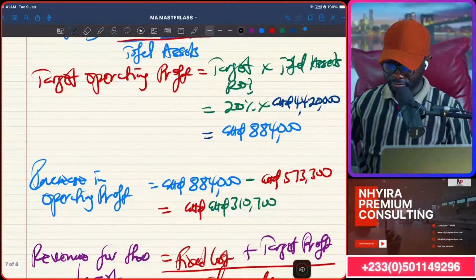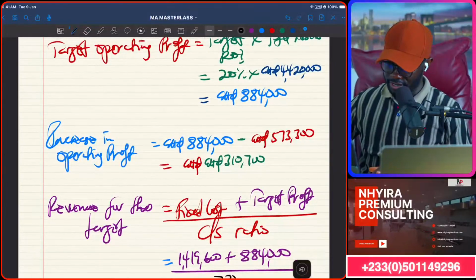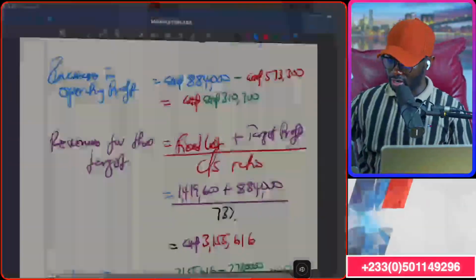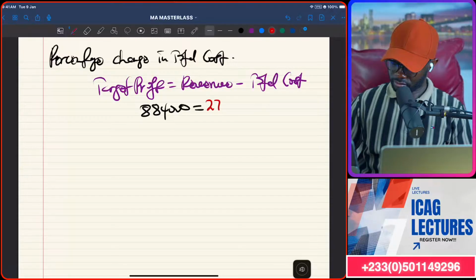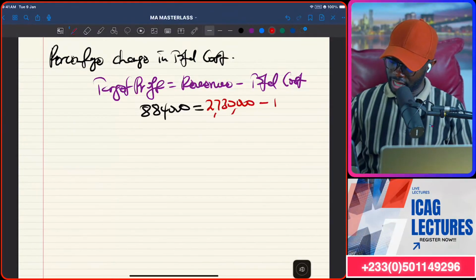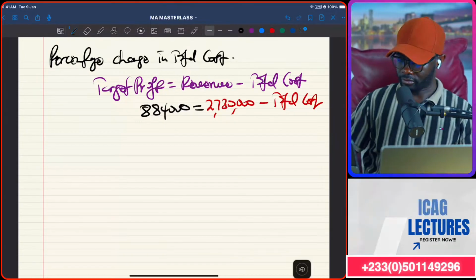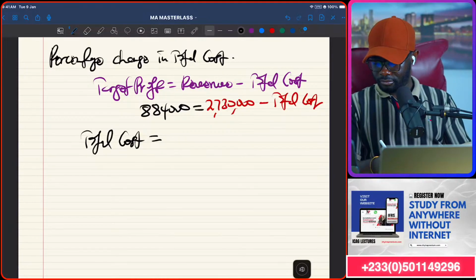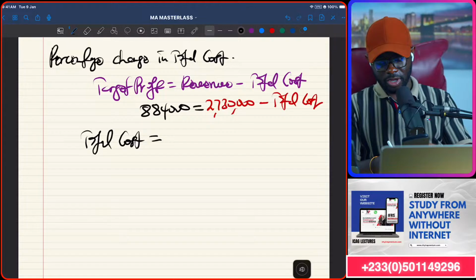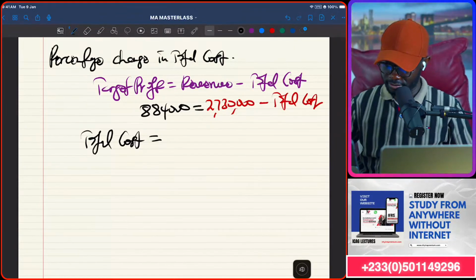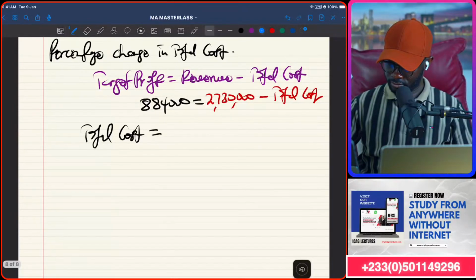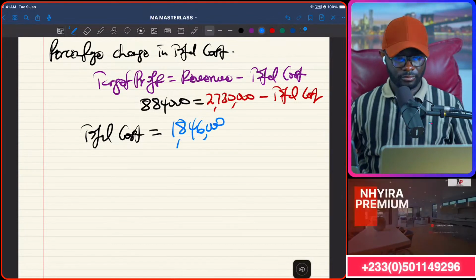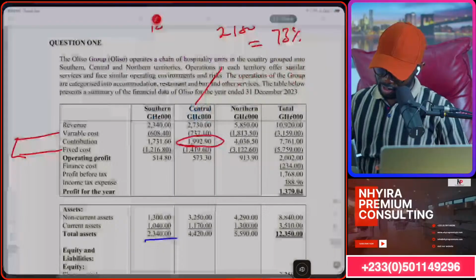Stay with me carefully. You know the target profit, we calculated that a moment ago, 884,000 equals the revenue we need to have, the revenue of the entity, which is 2730, and that will give us a total cost. So it means our total cost will be 2730 minus 884, and that is 1,846,000 for the total cost. Stay with me, let me see.